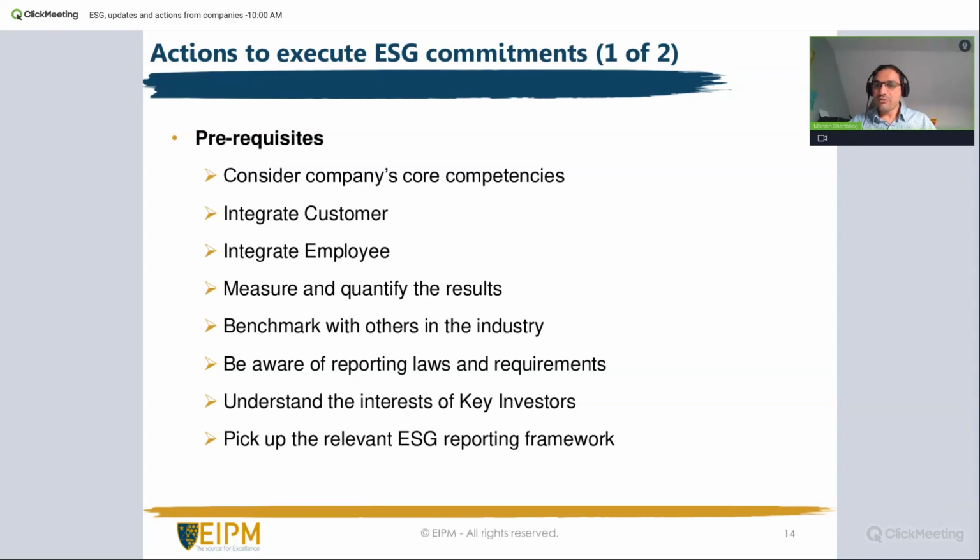Which company would be the very best in ESG? Which sector is the most advanced? A lot of regulations came in first when we talk about some of the financial institutions, right?